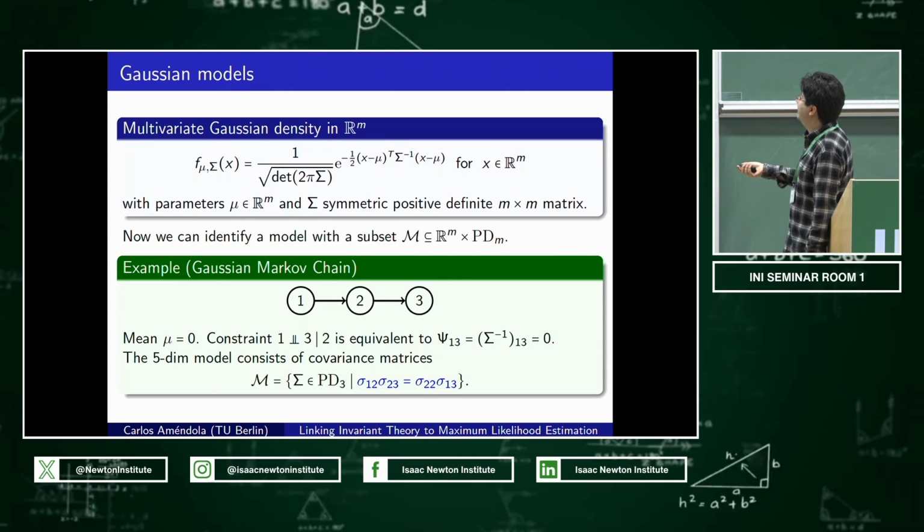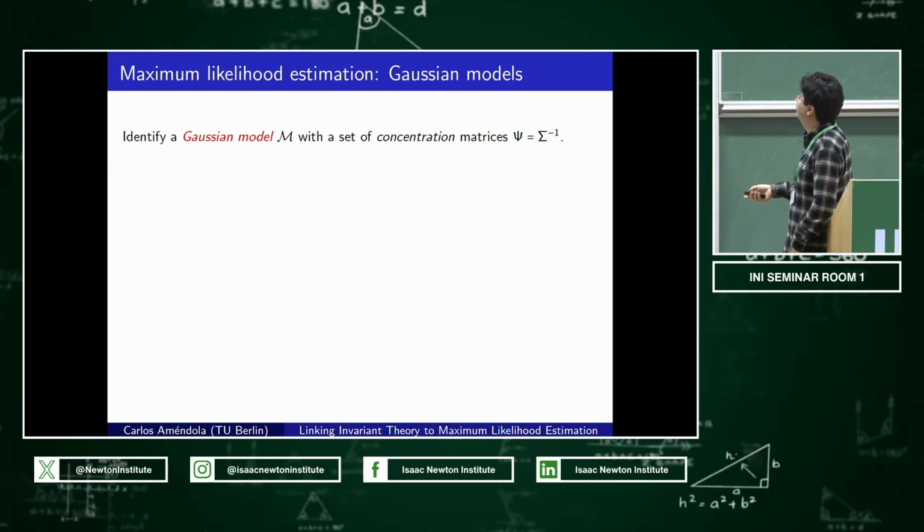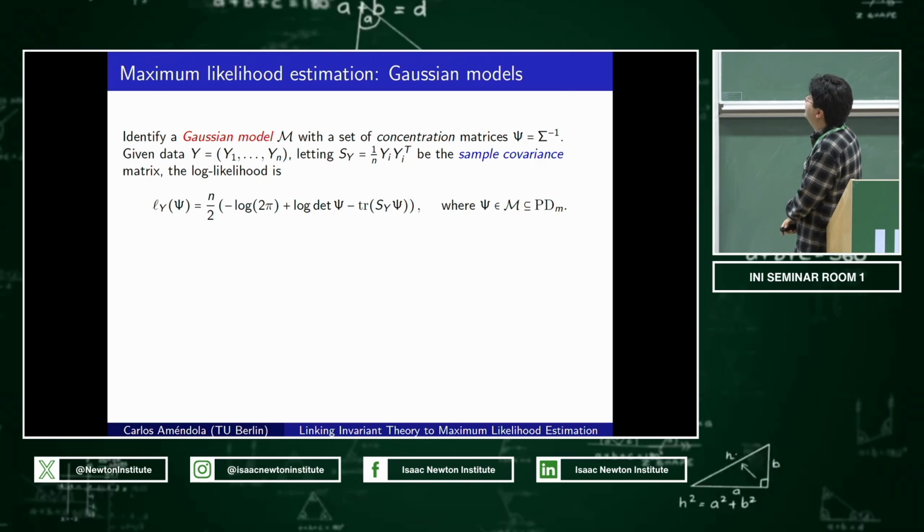So that means that in this case, if I think of it as a concentration model, this is going to be a linear model because the condition is just that one entry is 0. So we're going to look at that. The model is going to be concentration matrices. And we're going to have data. This is going to be multivariate data.